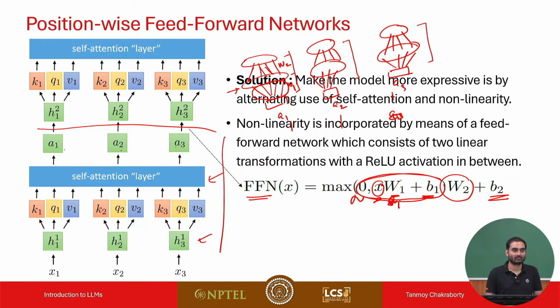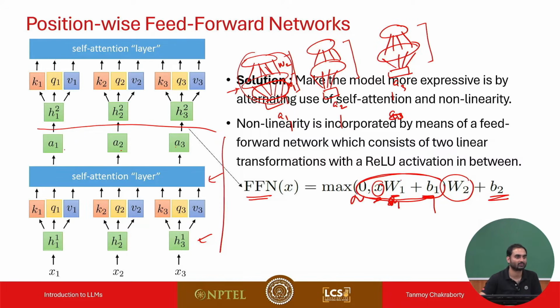So how many parameters are introduced here? If you discard bias for the time being, 2 parameter matrices, W1 and W2, and these parameter matrices are shared across all the tokens again, and this is called position wise feed forward network. Why? Because at every position I have a feed forward network, whereas self attention was not position wise. Self attention was applied across all the tokens. Now this is position wise feed forward network.